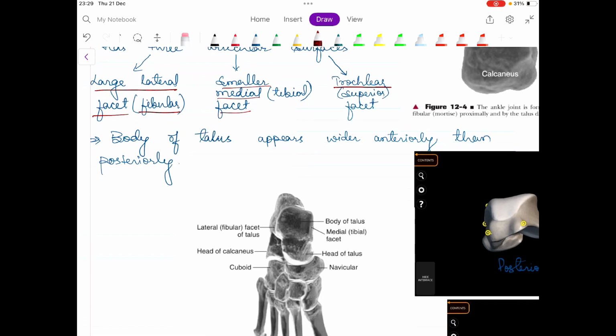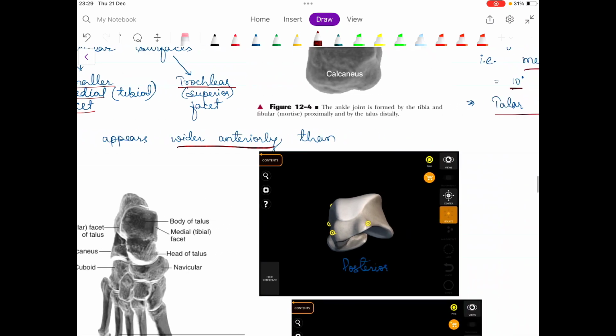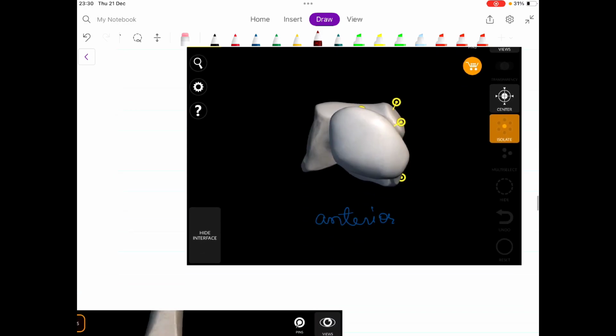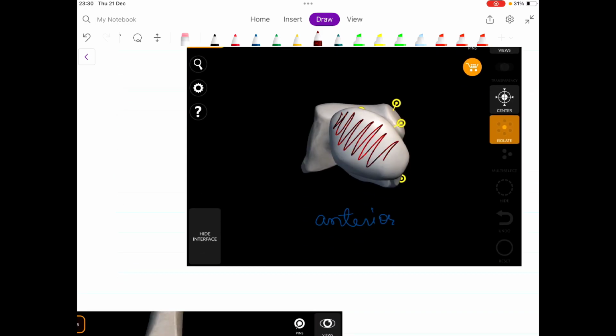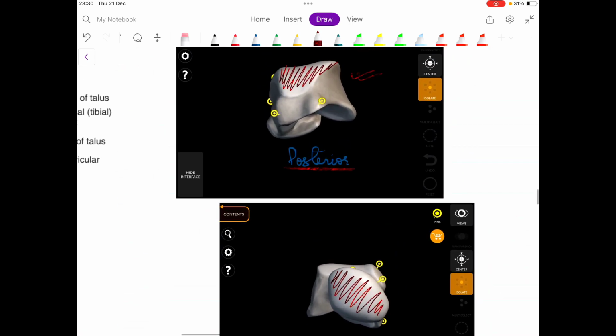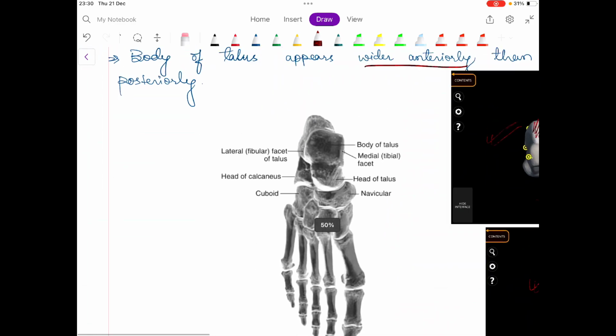Now again, the body of the talus appears wider anteriorly, okay. So anteriorly it is a little bit wider than the posterior side. As you can see here in this diagram, this one is your posterior part of your talus, and this one here is your anterior part of the talus. So as you can clearly see, if you compare both diagrams, the anterior part of your talus is wider than the posterior part of your talus, okay.